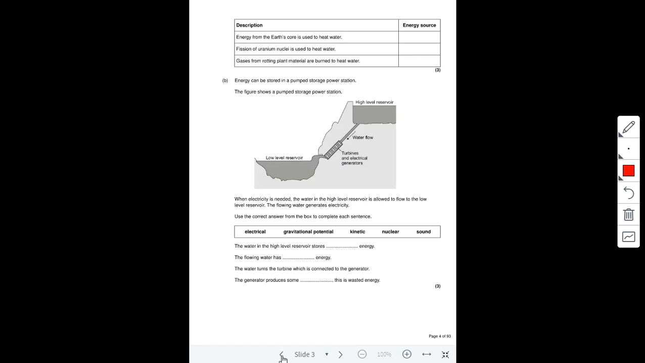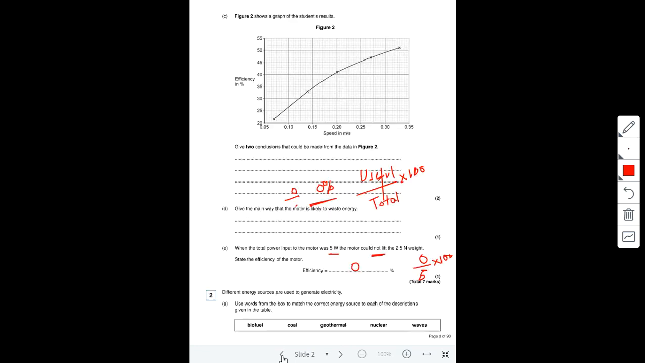Okay, you have to write this. It's so simple. What you have to do is just write these 5 words: biofuel, coal, geothermal, nuclear waste, and then I'll move on to the next page. I've written it down.